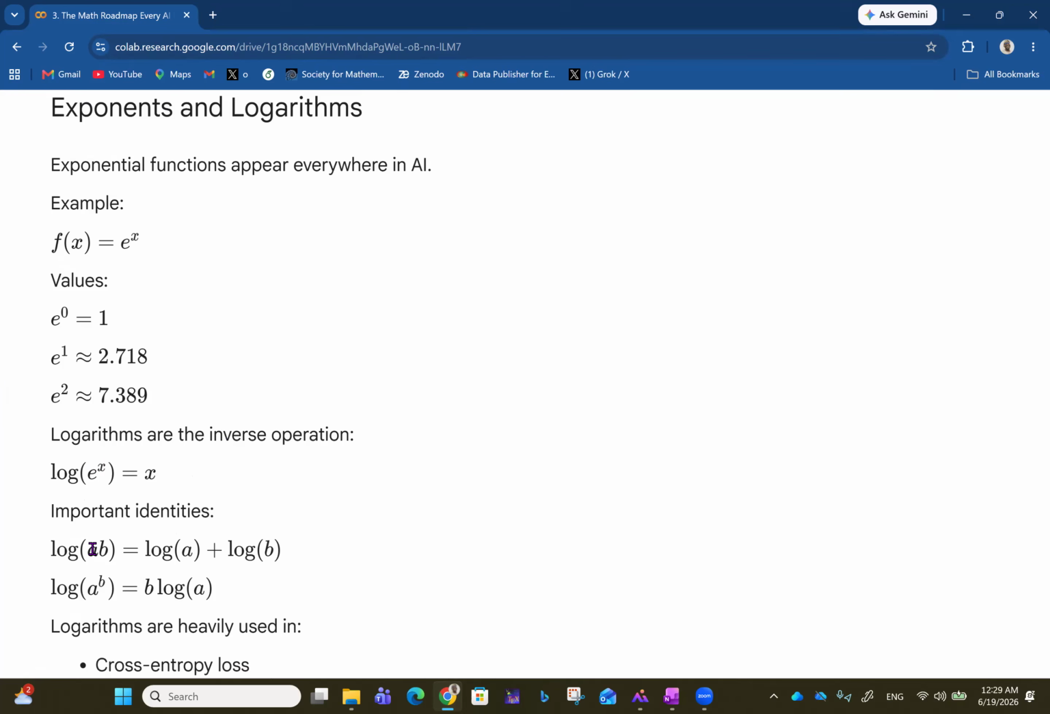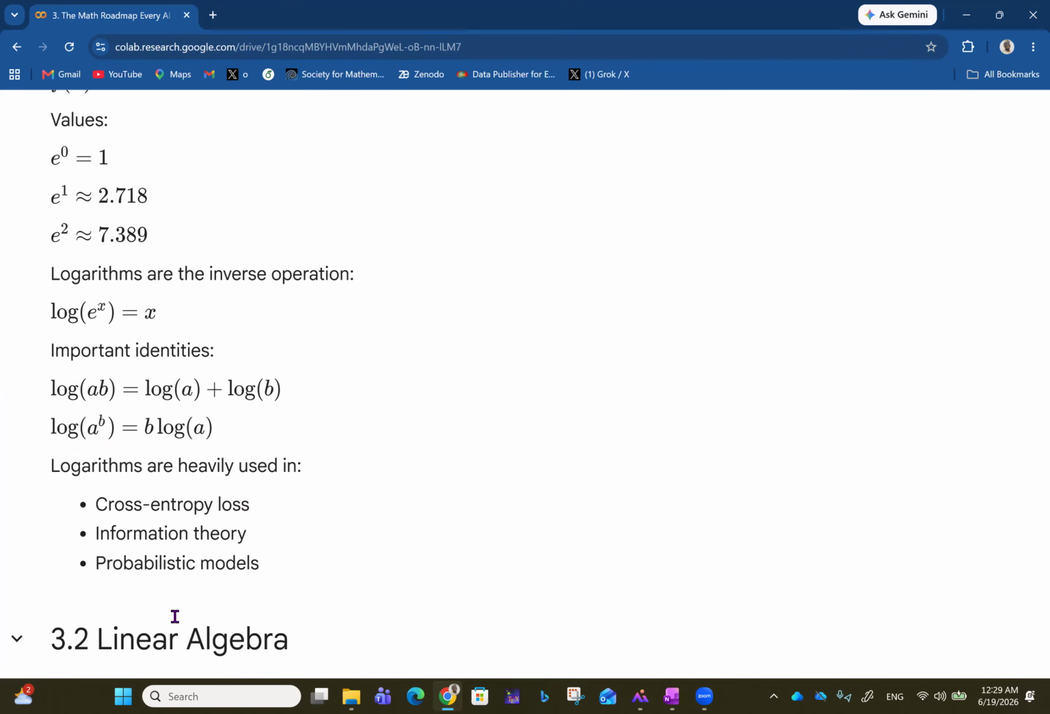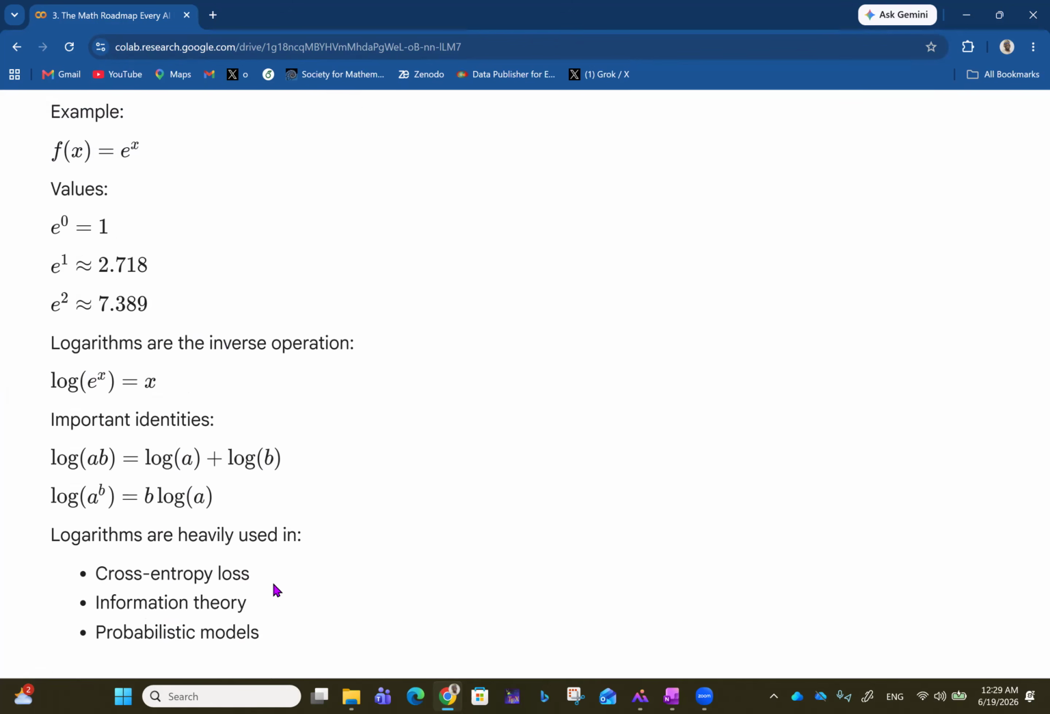You have important identities in log: log of a times b is the same thing as log a plus log b. Log of a raised to the power b is the same thing as b multiplied by log a. And logarithms are heavily used in cross entropy loss. I think we already saw that in the earlier videos where we try to minimize loss, and we use log, because log helps to ensure that the large values are brought within a reasonable limit.